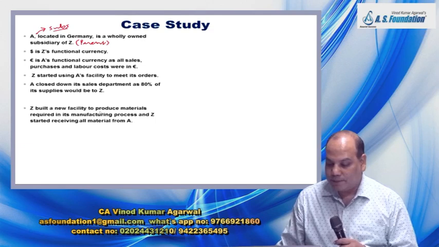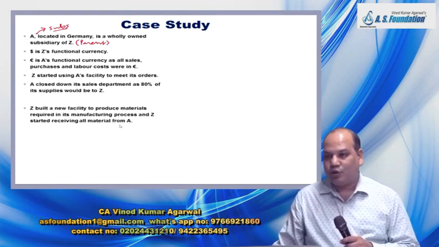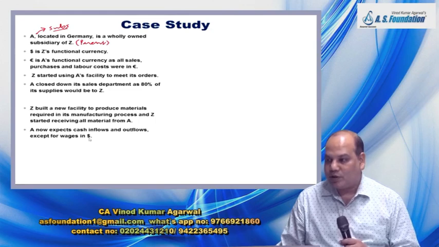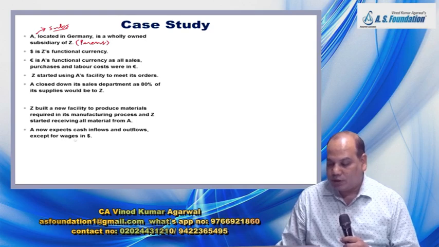Z built a new facility to produce material required in its manufacturing process, and Z started receiving all material from A. So A will supply almost 80% of its output to Z. Z will use it for manufacturing material. A now expects cash inflows and outflows, except for wages, in dollar. So earlier what was the main inflow and outflow? In euro. Now because of the change in the business model of the subsidiary, the maximum inflow and outflow would be in dollar, except wages which will be paid in local currency, euro.